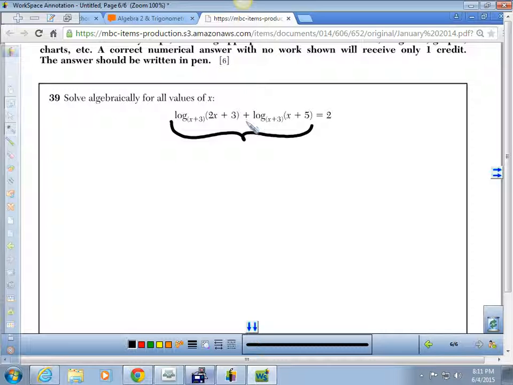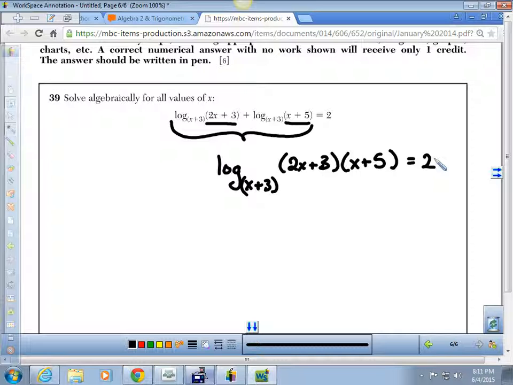These two are held together with what? Addition. Addition condenses down into what? Multiplication. So instead of having two log base x plus 3's, we're only going to have one log base x plus 3. And then what operation do I have to do with the 2x plus 3 and the x plus 5? Multiplication. So 2x plus 3 times x plus 5. And this is still equal to what? Still equal to 2, right? So now do I have one log? Yep.